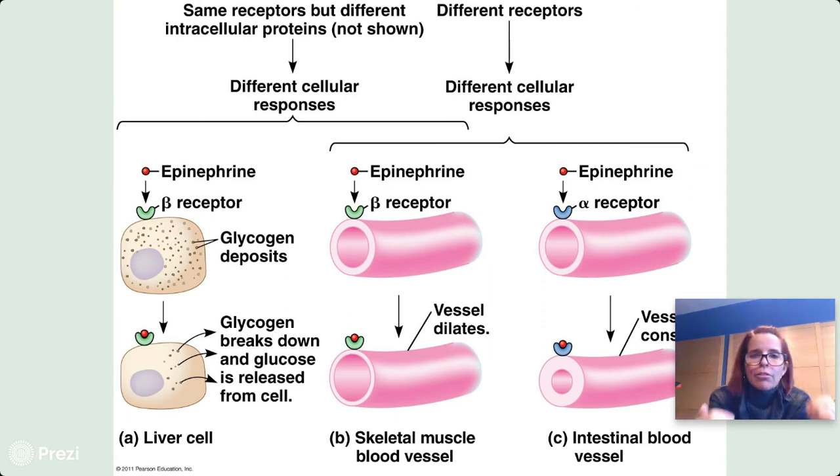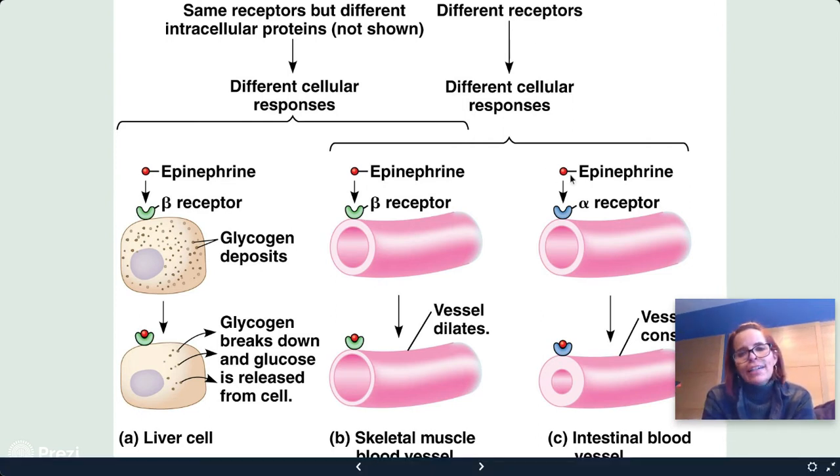So we're going to see how the response is different, even though it's the same ligand and the same receptor, because they're located in different places, it's going to produce a different effect. And then over here, it's the same ligand, but a different receptor on the same thing. It's both blood vessels. And we're going to have yet another response. So let's walk you through it.